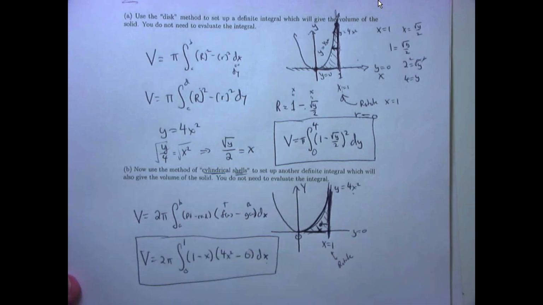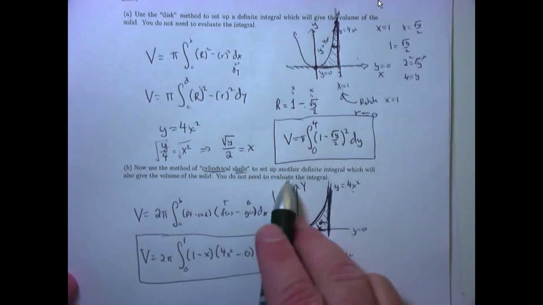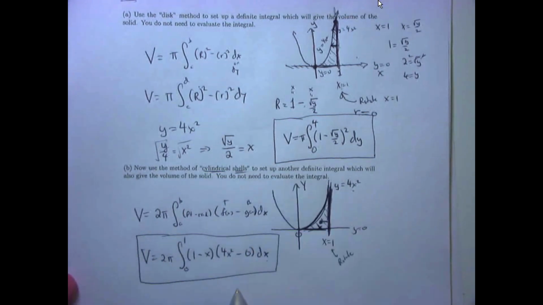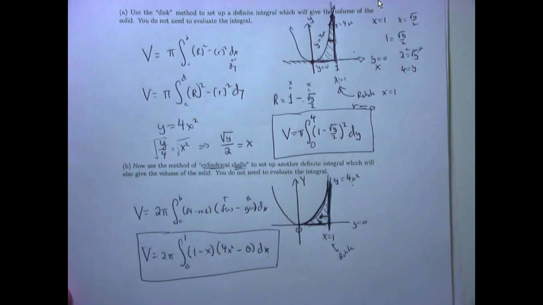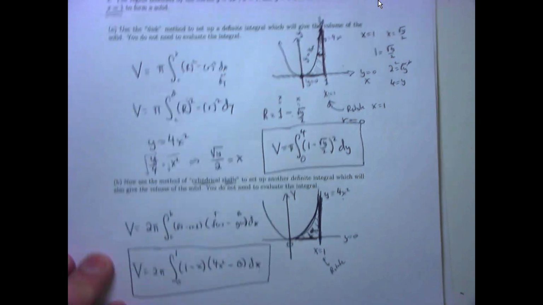And they didn't tell me to integrate it. They just want me to set up the integral. You do not need to evaluate the integral. This is my answer that they're looking for. And if you didn't put the minus 0, whoop-de-deal, you would have gotten full credit for that. It's okay. Does that make sense? They're going to hit you hard on the shell disk method. Remember that.